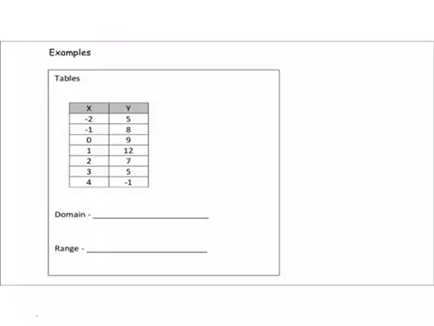We'll start by looking at a few examples. And our first example will be a table. And a table goes with our definition. X will be the domain, y will be the range. And in a case like this, we were asked what is the domain, what is the range?